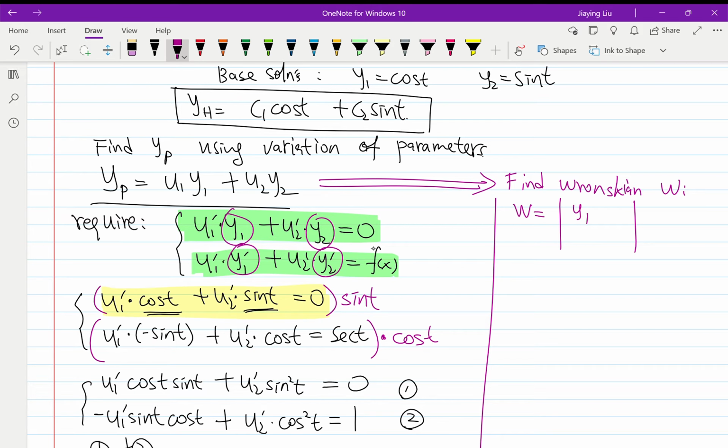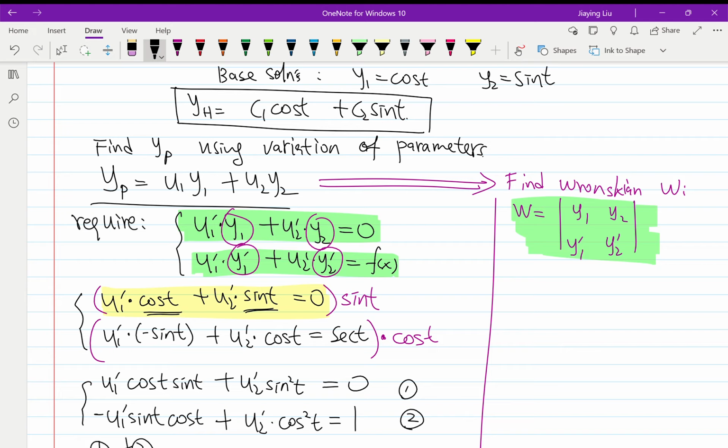If we take all these coefficients and put them in a matrix, we get the Wronskian. So y1, y2, y1 prime, y2 prime. That's what the Wronskian is, the determinant of this matrix. If you want to take this approach, you have to memorize what it is. Don't get confused. So have this memorized.